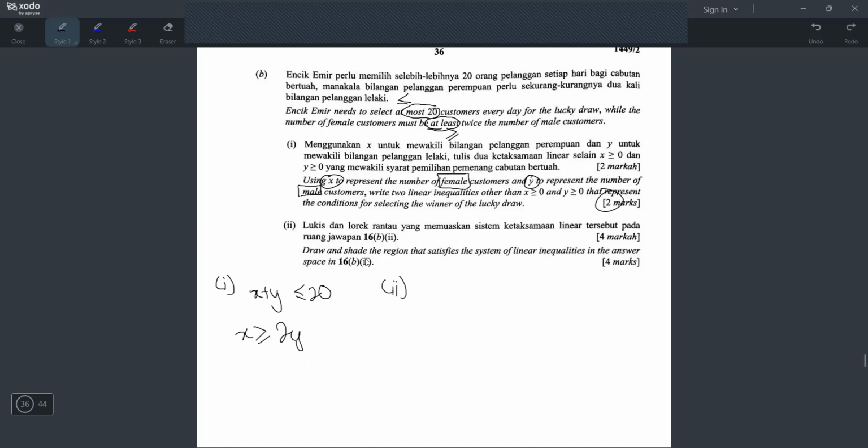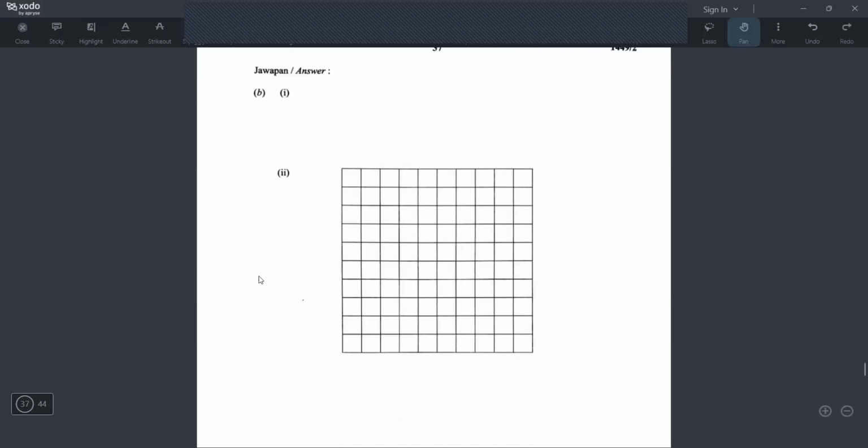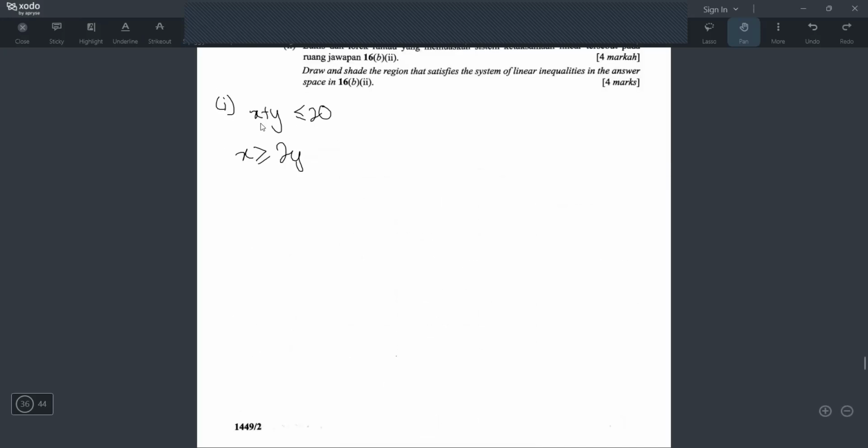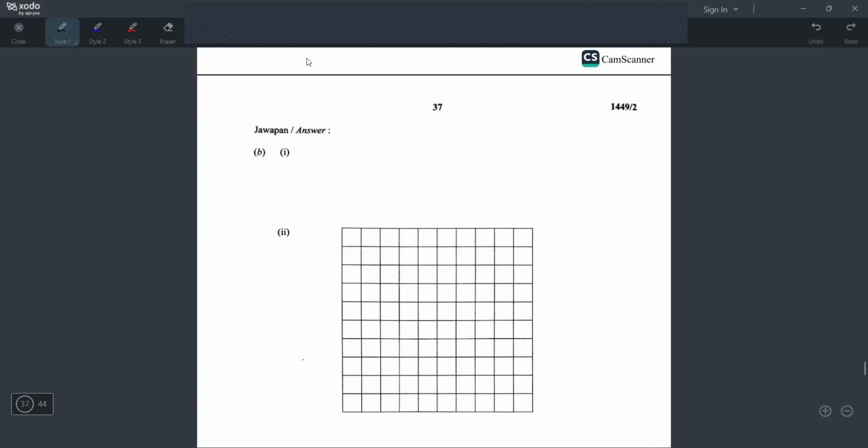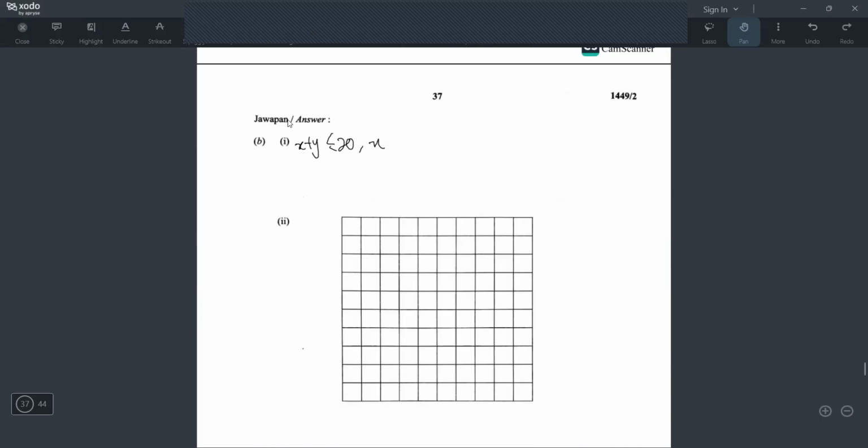Now for my second question, draw and shade the region that satisfies the system of linear inequalities in the answer space in 16b2. Okay, let's go to the answer space. Where's the answer space? Oh, it's here. Okay, so I think I have to draw the inequality here. But let's write down the inequalities first. X plus y smaller than or equal to 20, and X bigger than or equal to 2y.